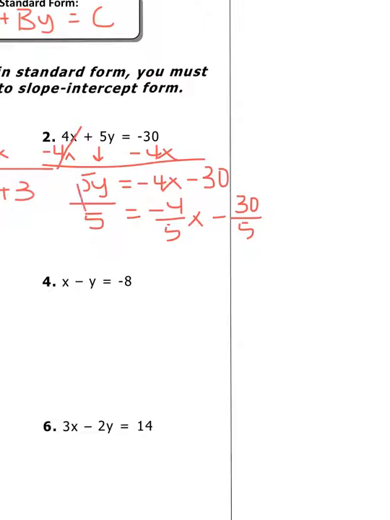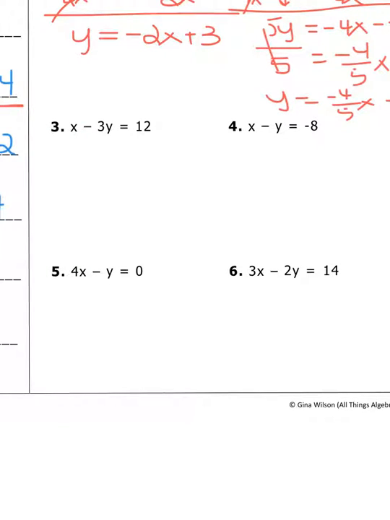Okay, can either of those simplify down? Negative 4 over 5 stays the same, so we leave that. Y equals negative 4 over 5x. But 30 over 5 can simplify. 30 divided by 5 is 6. So y equals negative 4 over 5 times x minus 6. Okay, and that is in our slope-intercept form.